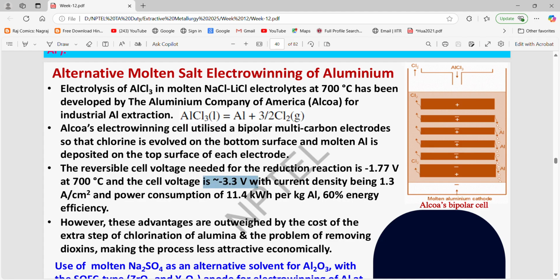And the cell voltage is around 3.3 volt, while Hall Herold cell process is going on at around 4.2 volt, with current density being 1.3 ampere per centimeter square and power consumption of 11.4 kilowatt hour per kg Al, while Hall Herold cell is taking around 13,000 kilowatt hour per kg of aluminium power consumption and 60% energy efficiency. However, the energy efficiency is lower as compared to the 95% energy efficiency of Hall Herold cell process.